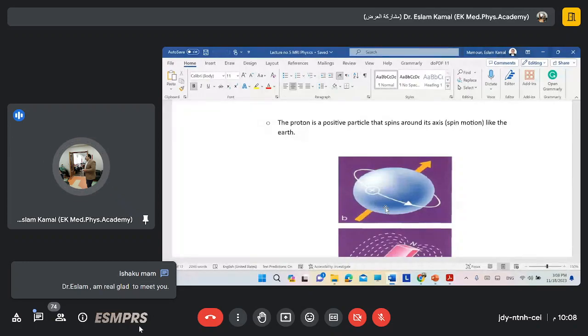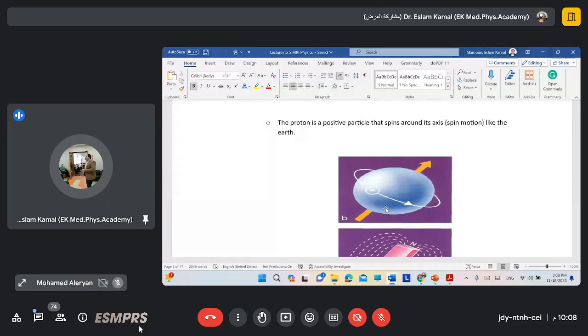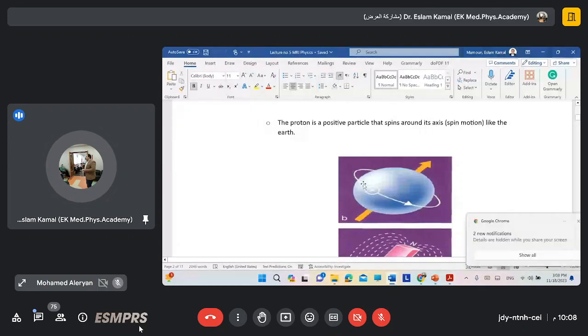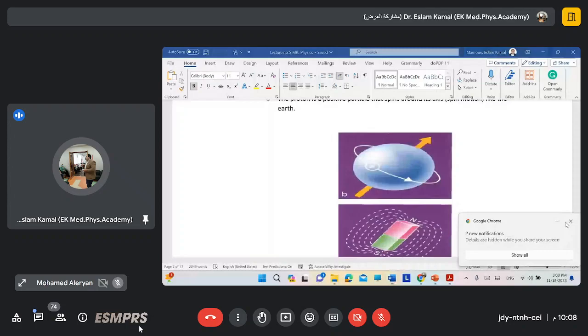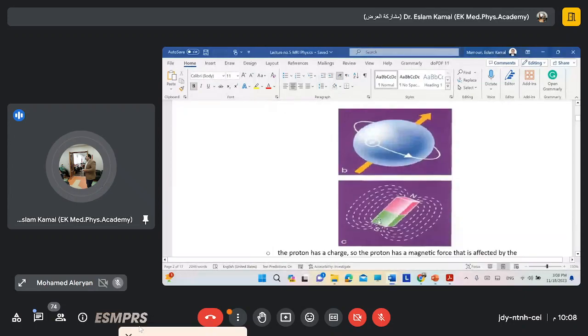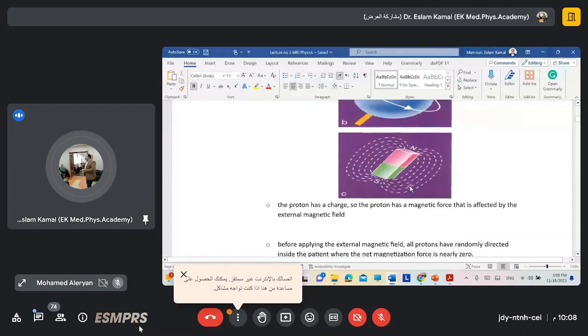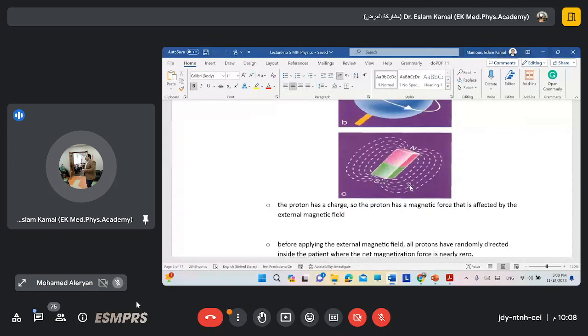Any positive charge or any electric charge should be accompanied with a magnetic field. If you hear about any electric field, that means there is a magnetic field accompanying it. So all protons inside your body are like small magnets. Your body contains billions and billions of protons, and all these protons act like small magnets.